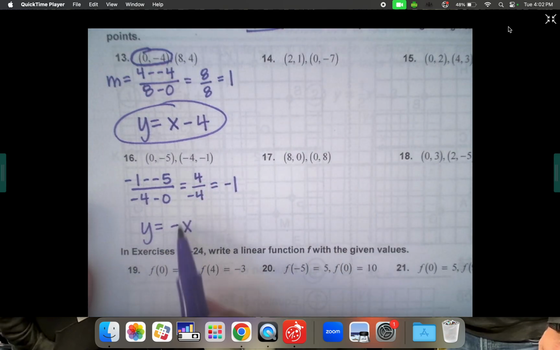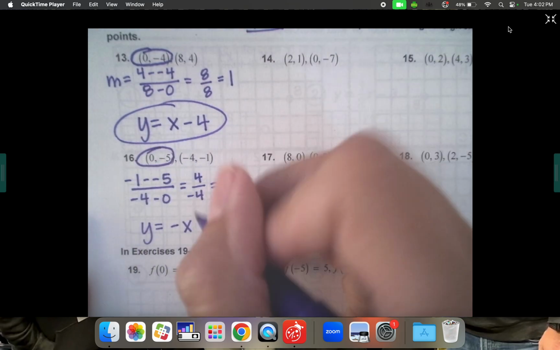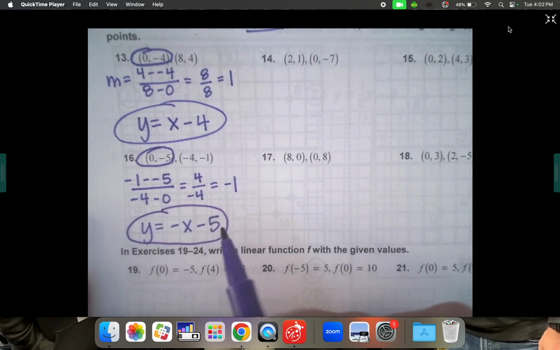-4 minus 0 is -4. That simplifies. -4 divided by 4 divided by -4 is -1. So that's our slope. So it's y equals -1x. If you want to put the 1 there, that's fine, but if it's a 1, most of the time you'll see it invisible. And then 0 comma -5 is my y-intercept. So that's -5.